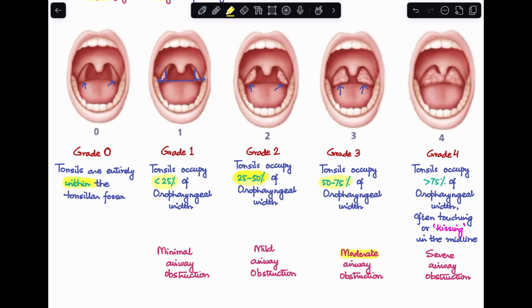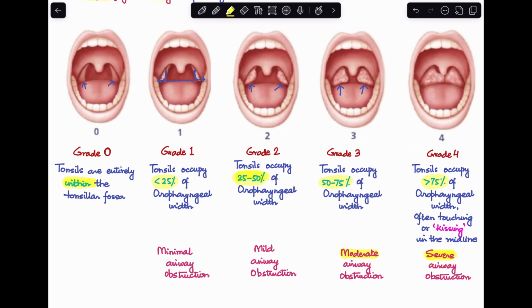And grade 4, the last one, is when tonsils occupy more than 75% of the oropharyngeal width. And in this case, the tonsils are sometimes also known as kissing tonsils because they're almost touching each other, or sometimes they're actually touching each other in the midline. So that is why they are known as kissing tonsils. And in these cases, the patients will complain of a severe airway obstruction. So these are the grades of tonsillar enlargement.